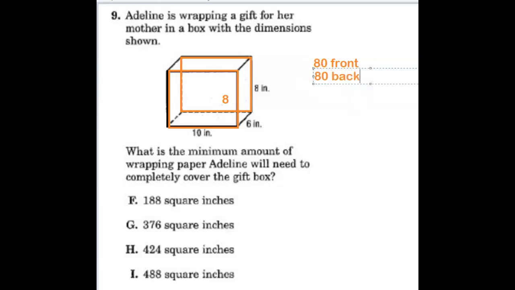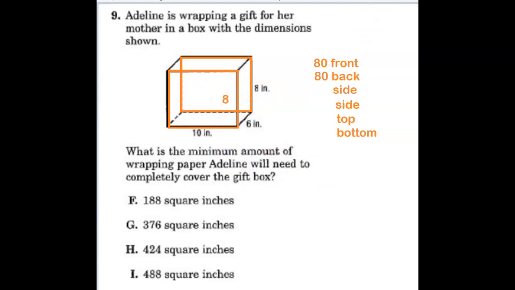And also the back, right? Because the front and the back are the same. And guess what? Side 1 and side 2 are the same too. And then the top and the bottom are going to be the same. And then we're going to add them all together afterwards. So I know that this is 80 and this is 80.